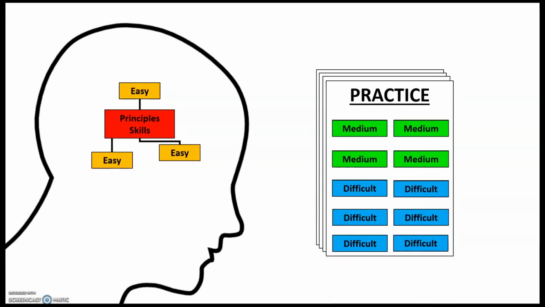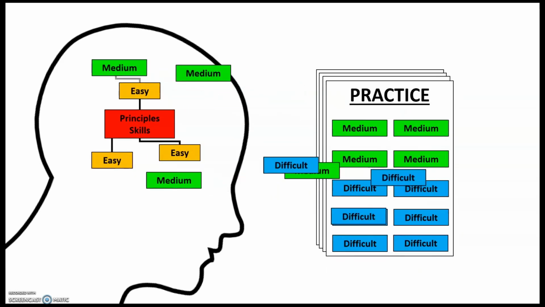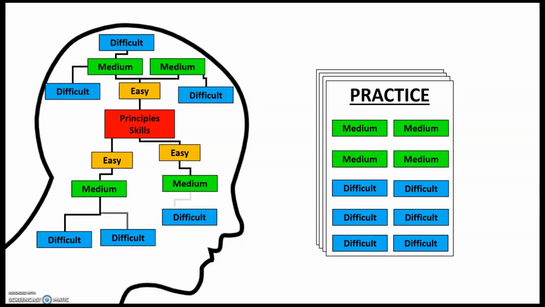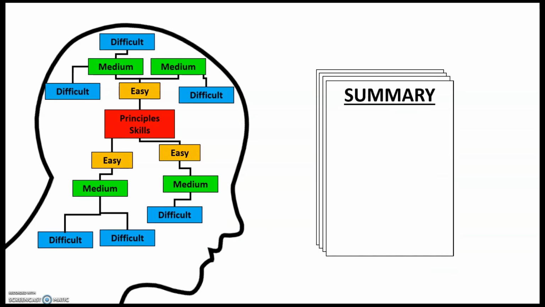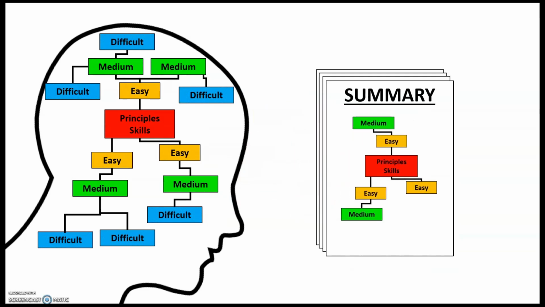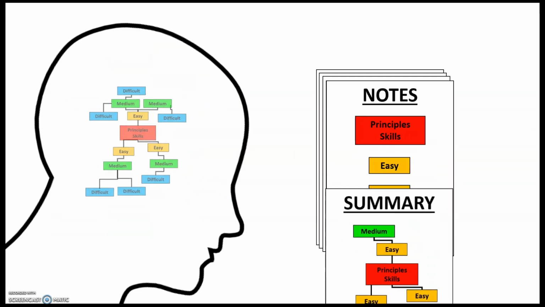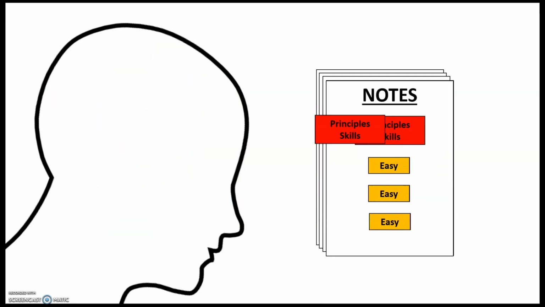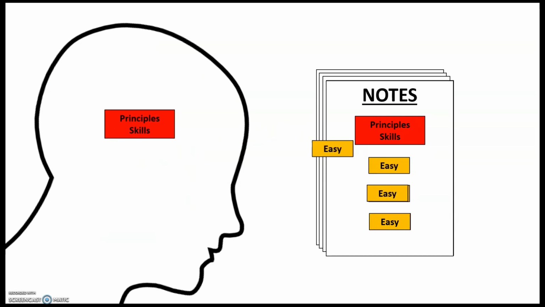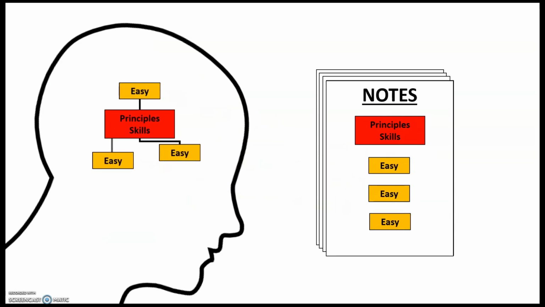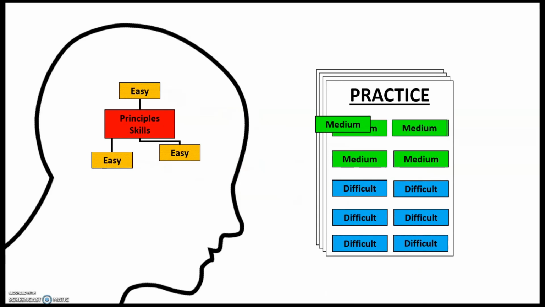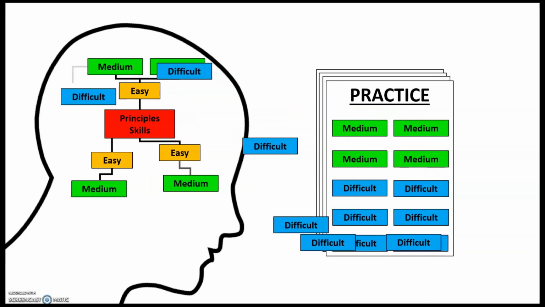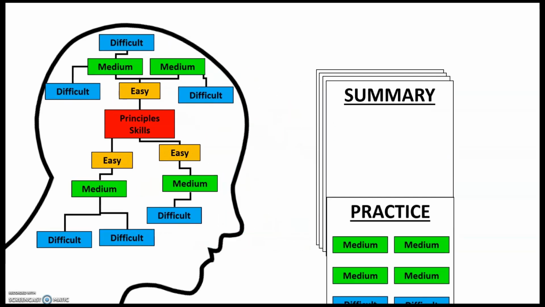Now, it's closely tied to the process in which mastery is acquired. If you look at the animation, the acquisition of mastery tends to follow a certain cycle. First, we start off with the notes. The notes get us our principles and skills, and some easy examples for us to get a handle of the topic. Then we go into practice, and we get a lot of medium and difficult practice.